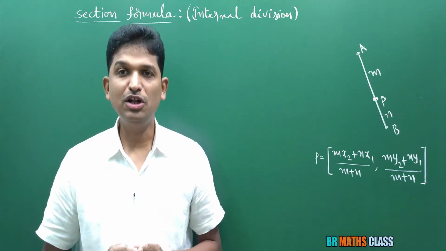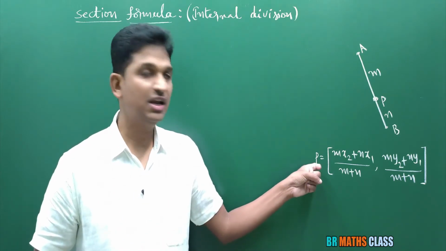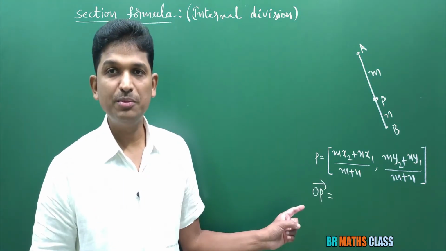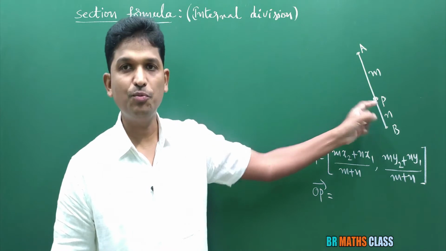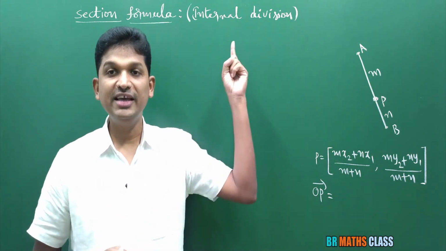In vector algebra also, the section formula is almost similar. But instead of calculating the point P, I will calculate OP bar. What is OP bar? OP bar is the position vector of point P. First, I will write the statement of the section formula in internal division.